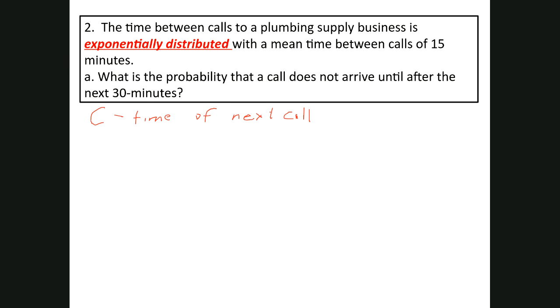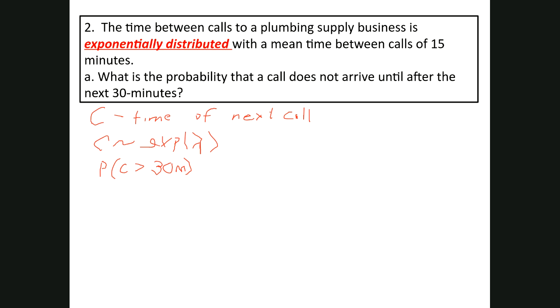Then what we want to do is find, we know that C is distributed exponentially. That's an EXP with parameter lambda. And then we want to determine the probability that C is greater than 30 minutes. I'm just going to write M, 30 minutes.